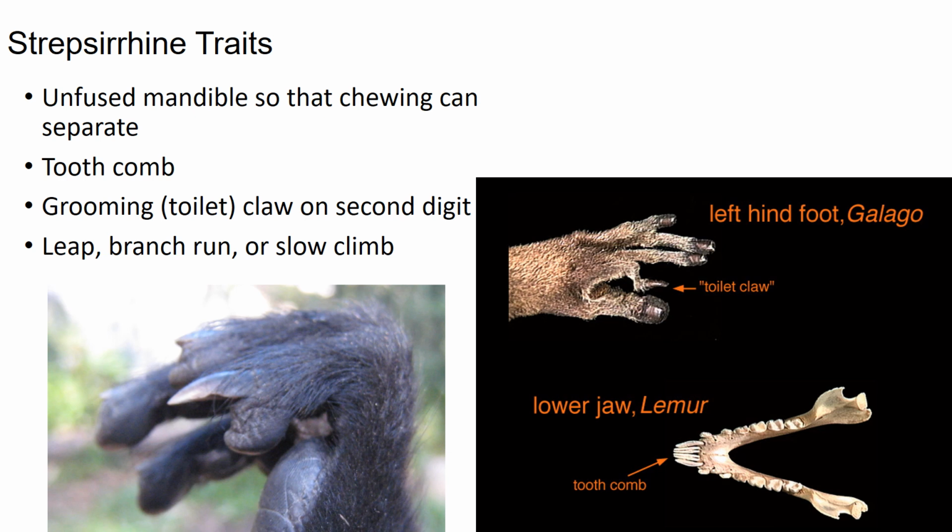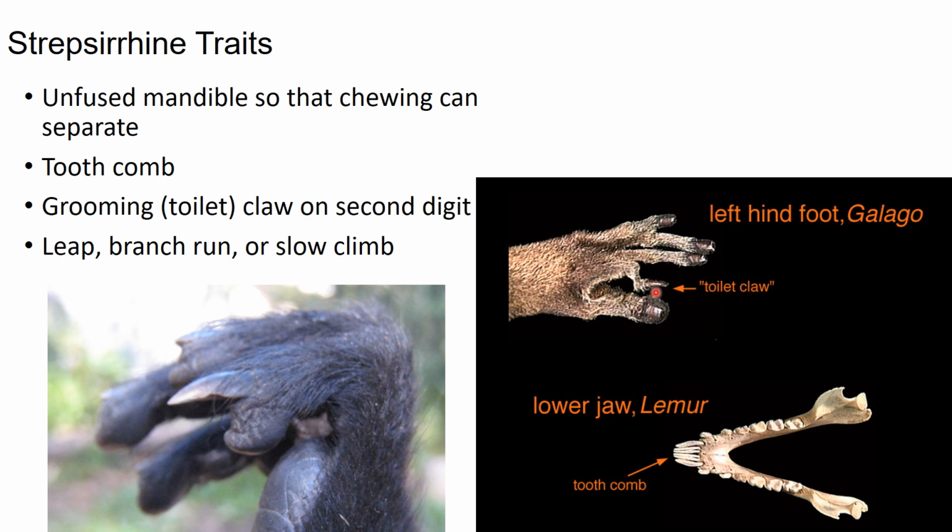Another interesting thing about them is they have an unfused mandible, so they can move their mandible while chewing. And they have this really, really cool adaptation called a tooth comb. That's what you see down here. It's always in the lower jaw. It kind of juts out from underneath. All the incisors basically are really, really long. And it's a mechanism that enables them to get gums and resins from trees.